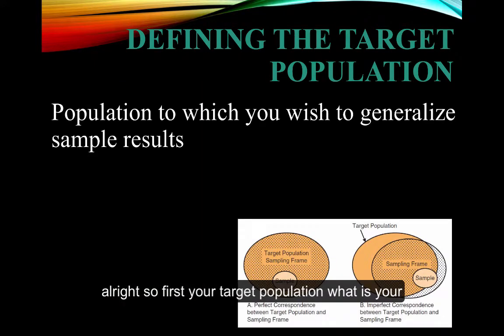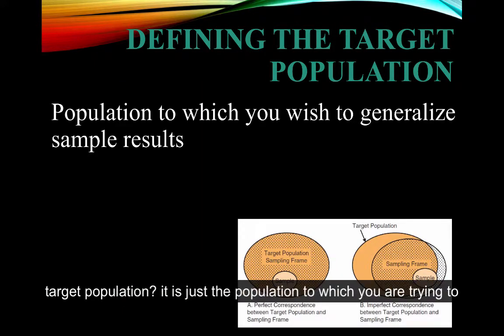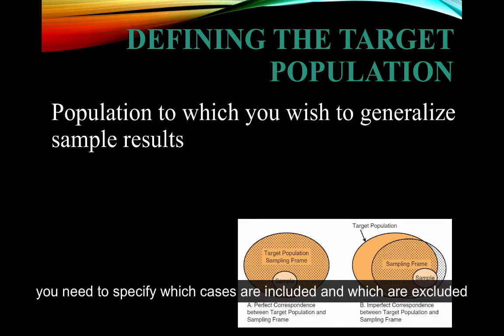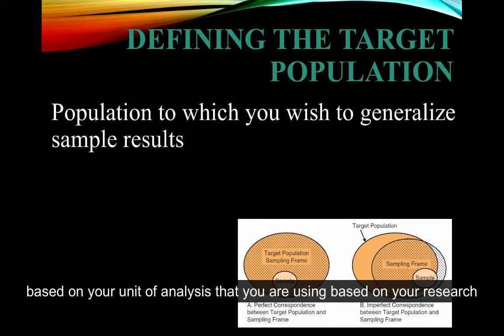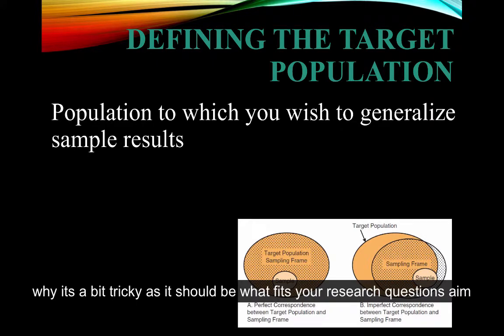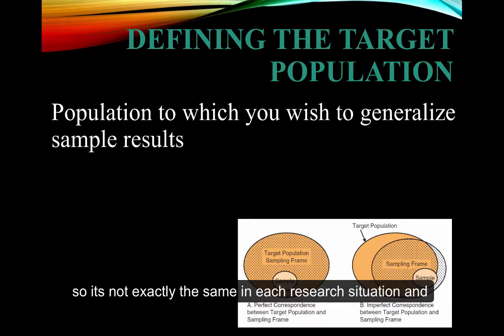All right, so first, your target population. What is your target population? It's just the population to which you're trying to generalize your sample results. So this needs to be spelled out in detail. It's similar to a conceptual definition and measurement. You need to specify which cases are included and which are excluded based on your unit of analysis, based on your research topic, based on the specific considerations of your methodology, right? So this is why it's a bit tricky, as it should be what fits your research question's aim. So it's not exactly the same in each research situation.